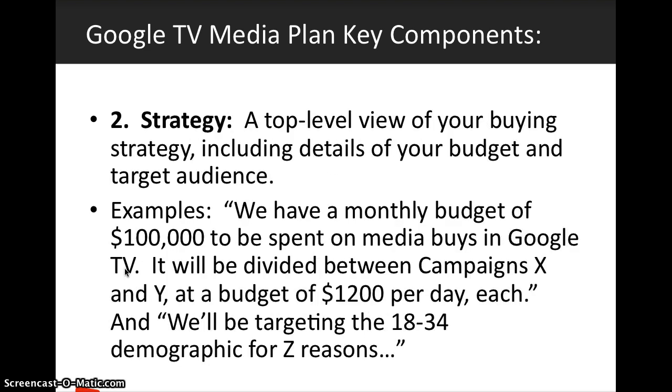The next is a strategy, which is a top-level view of your buying strategy, including details of your budget and target audience. So we have a monthly budget of $100,000 to be spent on media buys in Google TV. It's going to be divided between campaigns X and Y at a budget of $1,200 per day each, followed by something detailing we'll be targeting the 18 to 34 demographic for Z reasons.